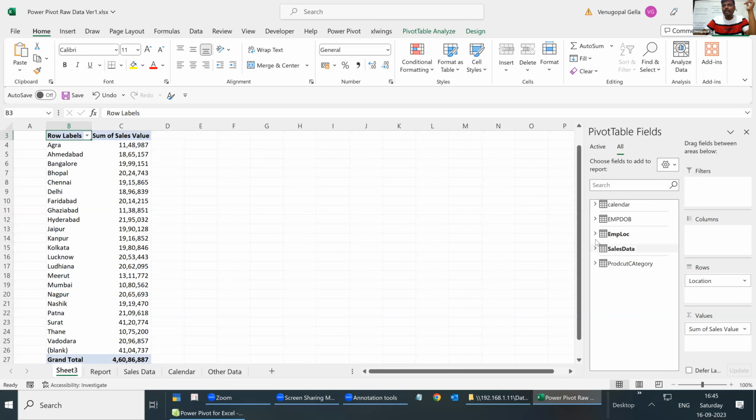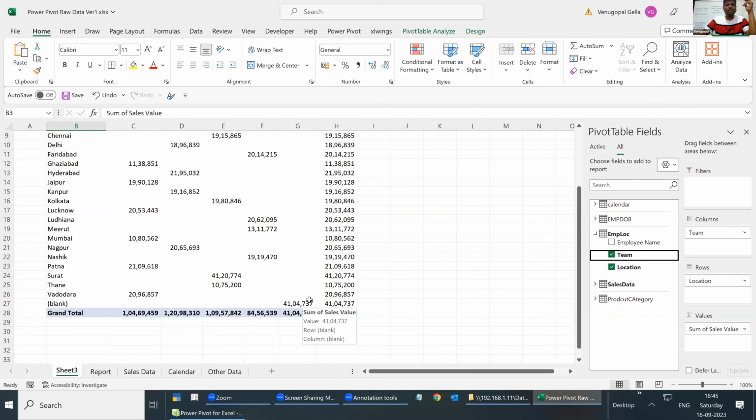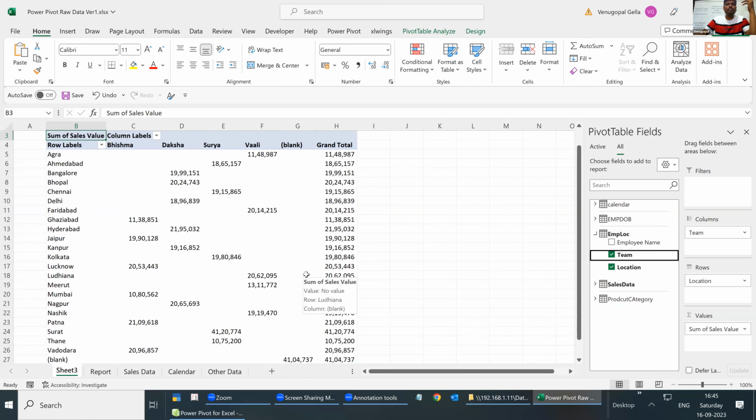Now the employees are in different teams. I want to know team wise. So there is an unallocated 41 lakhs. So one employee wouldn't have got mapped. That's okay. But you can see the sales data by location and by the team, whichever team they belong to. You are seeing the sales by the team.